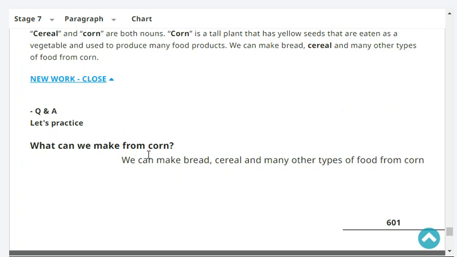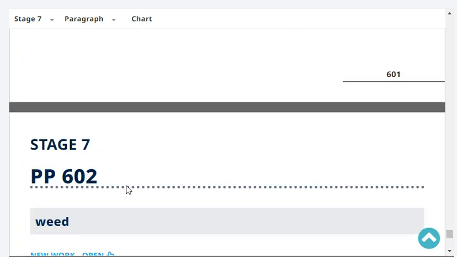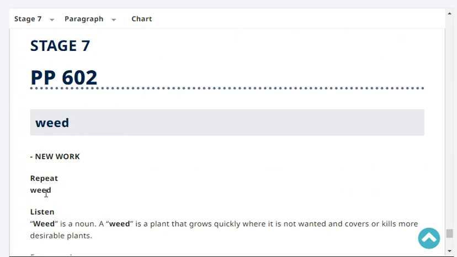Let's practice. What can we make from corn? We can make bread, cereal, and many other types of food from corn. Very good.